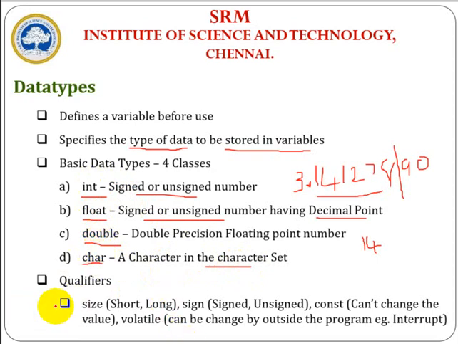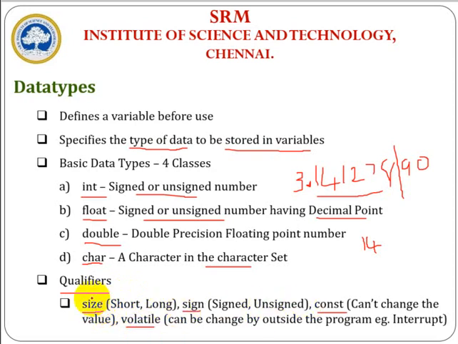Okay. The next is the qualifiers. Based on these qualifiers, the memory allocated for the data types can be extended or minimized. There are four qualifiers. The first one is size, the second one is sign, the third one is constant, and the fourth qualifier is volatile. So there are four basic qualifiers: size, signed, constant, and volatile.